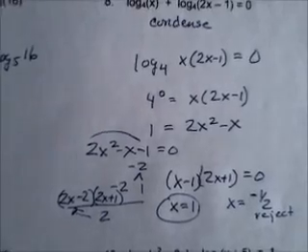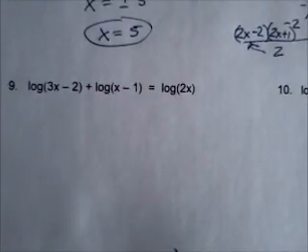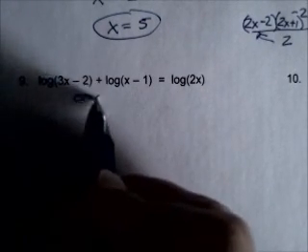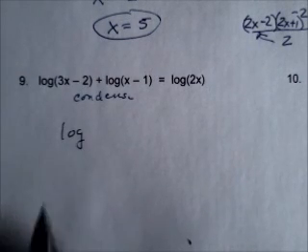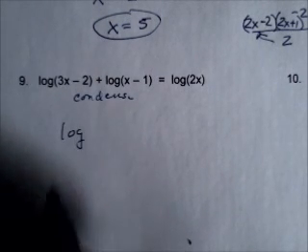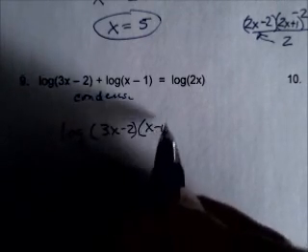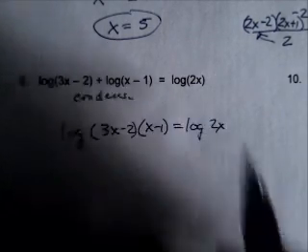Pardon me. Number 9. Right away, condense into one single log. So this is log addition, then it was multiplication. Log of 3x minus 2 times x minus 1 equals log 2x.